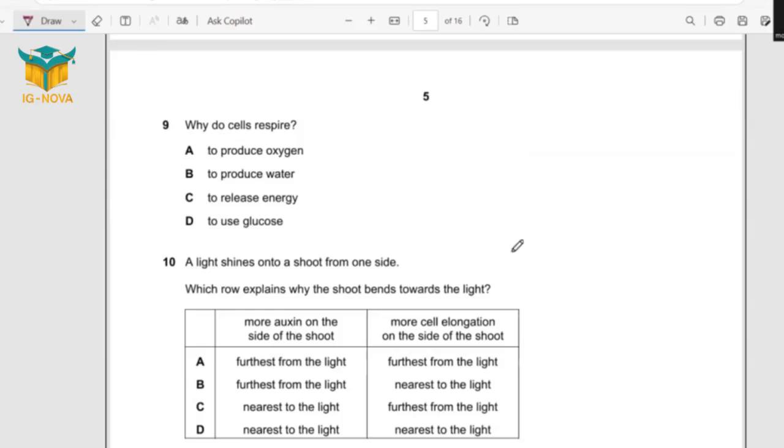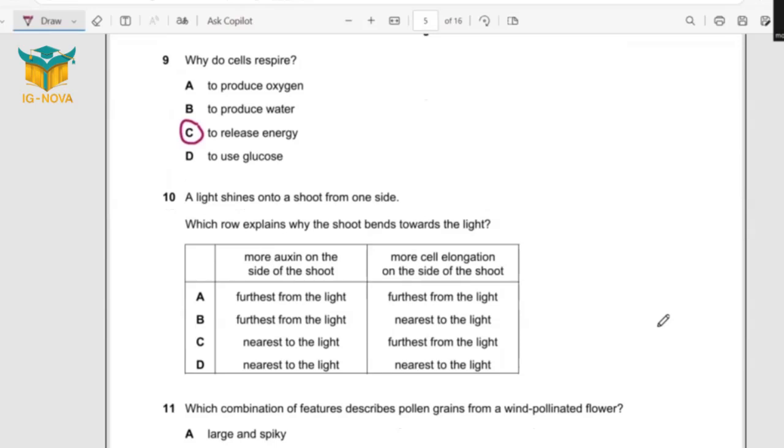Why do cells respire? Cell respiration is to release energy. Utilizing glucose is not related to respiration. You can utilize glucose to build up something without respiring it. Respiring means releasing energy from nutrients such as glucose, either aerobically or anaerobically.